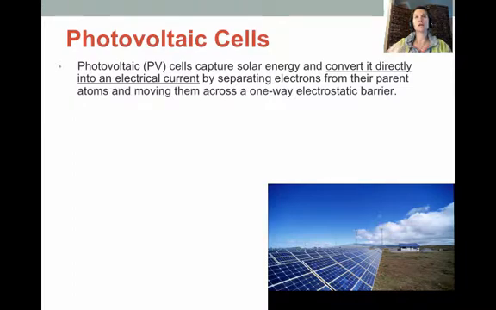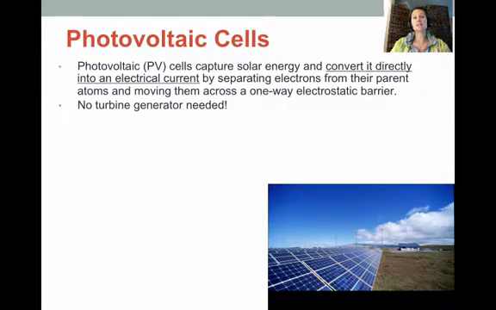So there's no heating up a liquid, taking it into an area, boiling water to turn a generator. They're actually generating their own electricity. I'm going to show you how they do that in a minute, but basically they are exciting an electron and it's popping off of its parent atom and being sent across a barrier. Once that electron is over here, it wants to go back to its parent, and so it's forced to move along a pathway to get over there, and that movement of electrons is what generates the electricity.